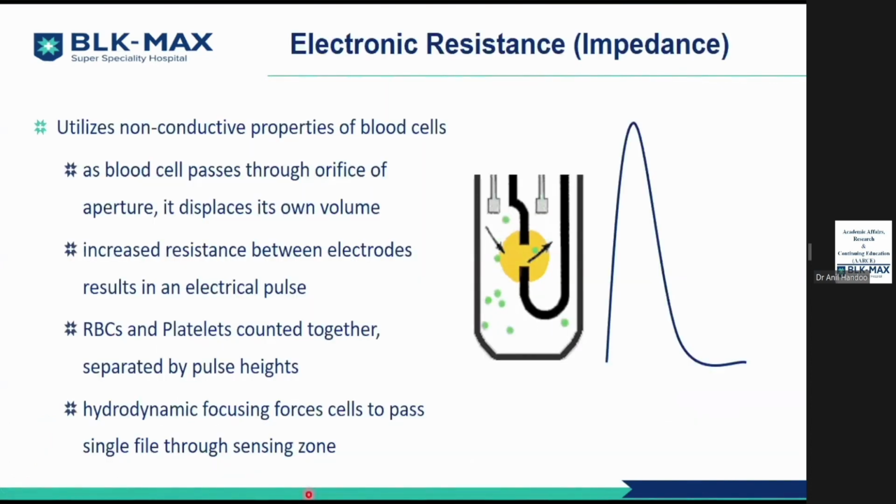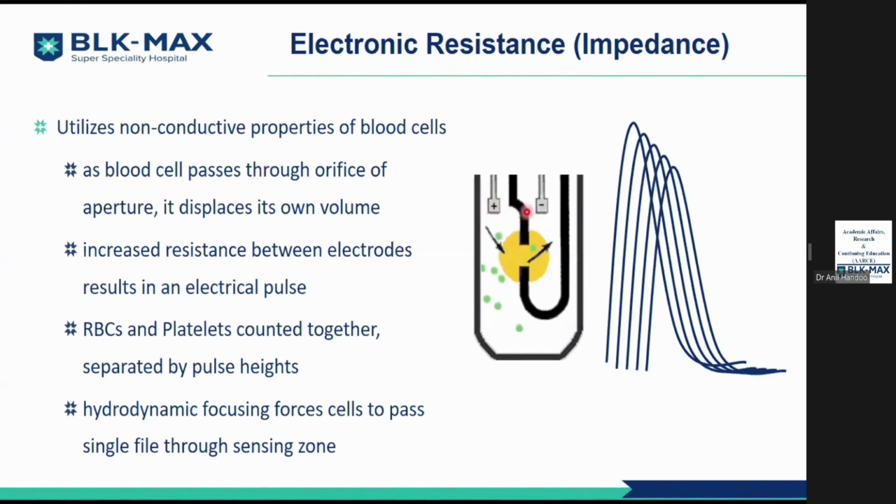This is the classical electrical impedance, where, as you can see, particles pass between two electrodes, the positive and the negative, through a proper buffer and an aperture, which is otherwise called the Coulter principle. The mechanism is that you use the non-conductive properties of blood cells when they pass through the orifice to obstruct the passage of the current, causing impedance, and that's why the concept of impedance. We count RBCs and platelets together through the same channel, and they are separated by pulse heights, so we are able to count them separately. We also ensure hydrodynamic focusing to allow one particle to pass at a time.